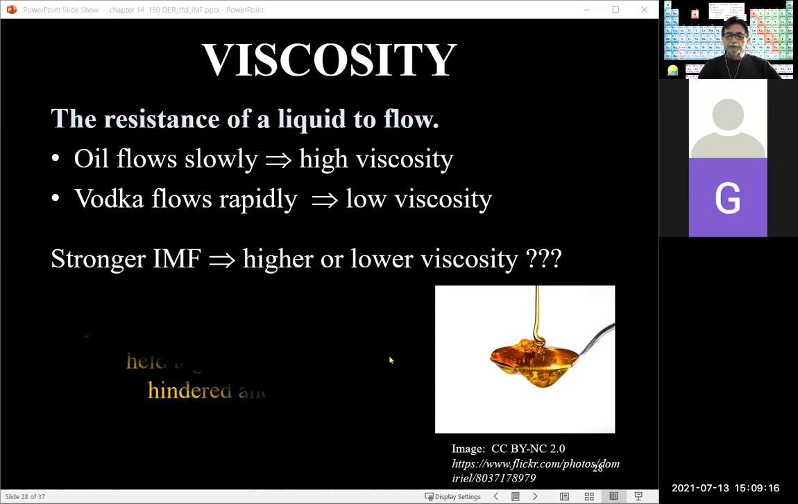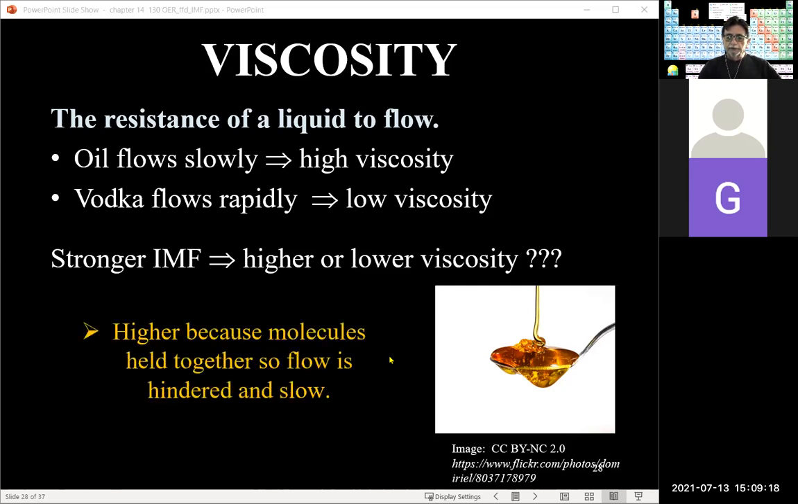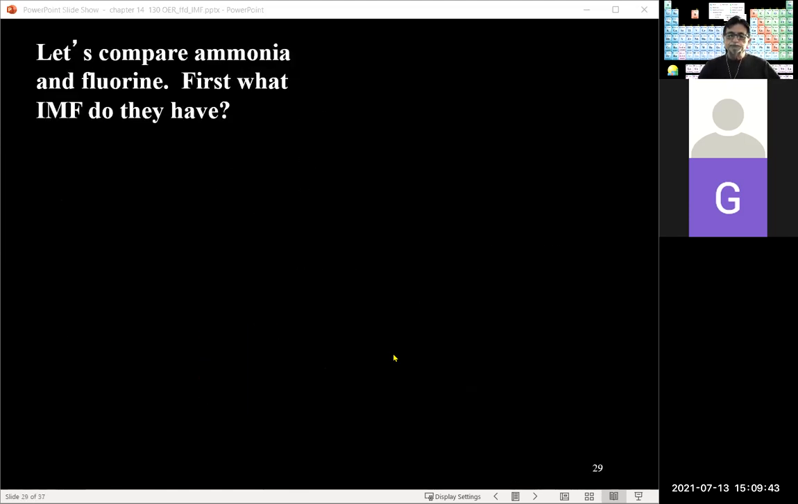Let me restate that. Having higher IMF causes a higher viscosity. So again, comparing honey with water, honey's molecules have a higher IMF interaction than water does, and therefore it is more viscous. Okay.